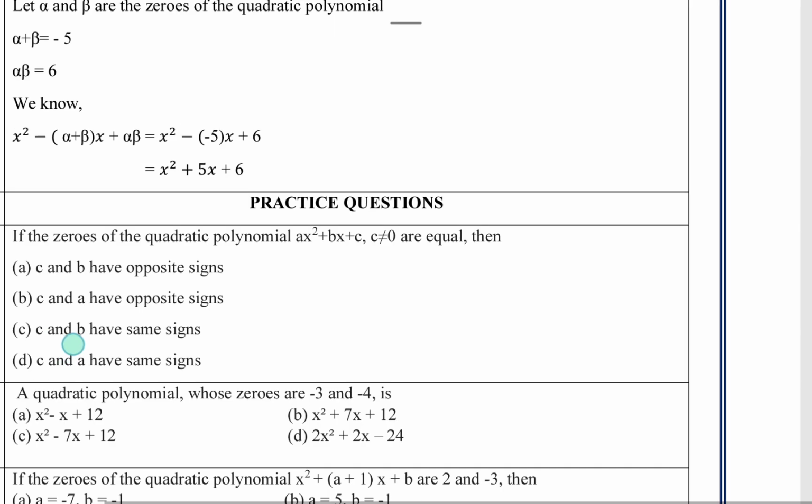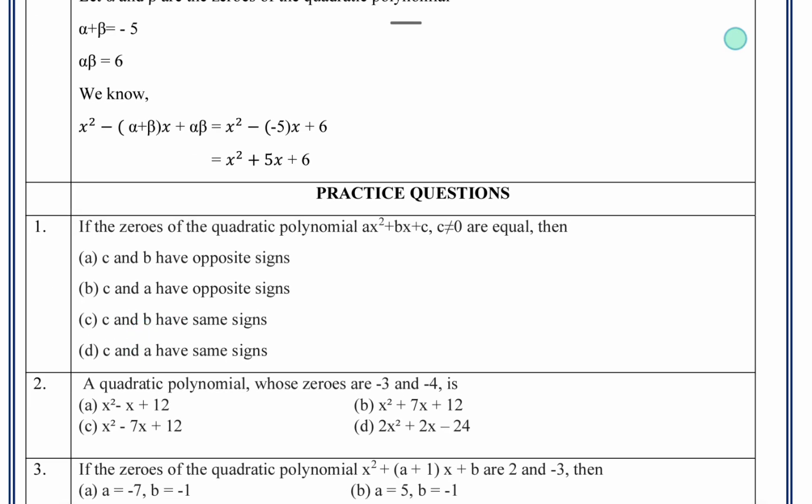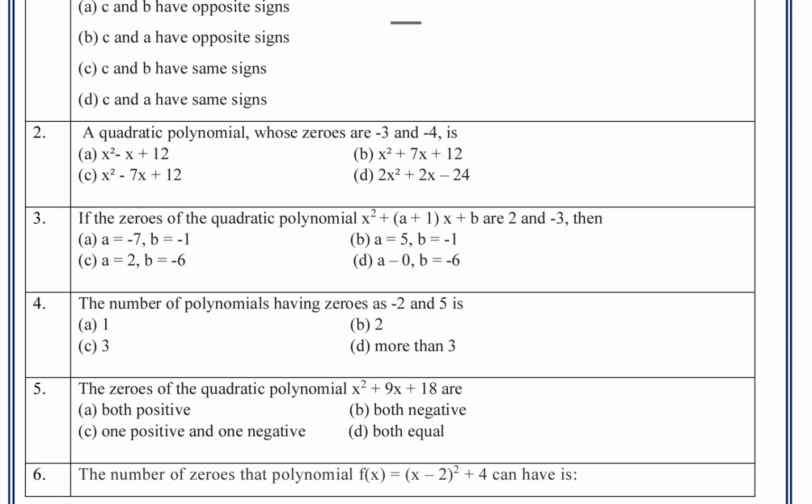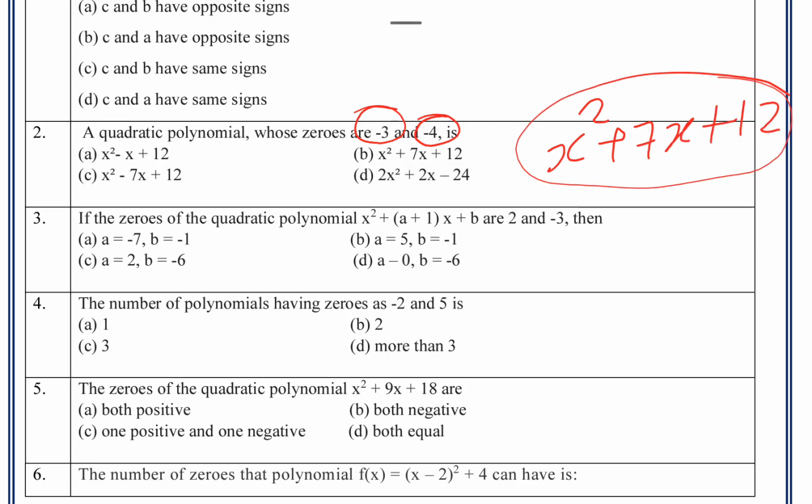The C and A have the same sign. For this one, this is the answer. Then we are going for the second question. A quadratic polynomial whose zeros are minus 3 and minus 4. Already minus 3 and minus 4 are given, so the equation is x square plus 7x plus 12. If you calculate, you will get this answer.